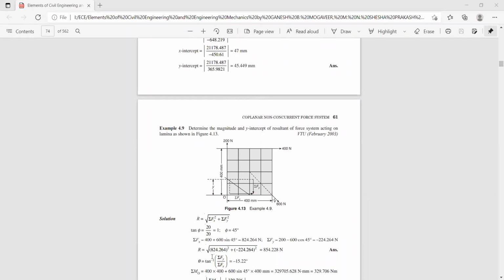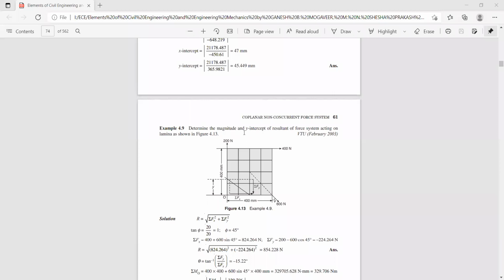Okay, fine. So 400 into 400 plus 600 sine 45 into 400 millimeters. So thereby the sum of the moments is 329.76 Newton meter. So the unit of moment is always Newton meter, not Newton per meter. So be careful and write the appropriate unit. It is 329.706 Newton meter.